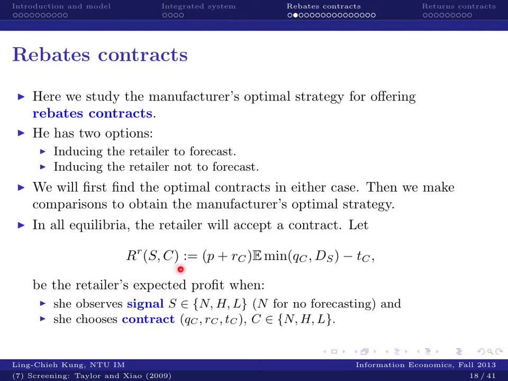Let's define the retailer's expected profit in this way. Here, R_R(S, C) is the retailer's expected profit under the rebate contract if the retailer observes the signal S and chooses contract Q_C, R_C, and T_C. In this case, here we have the expected profit function of the retailer. Given any unit of sold product, the retailer gets P plus R_C, but the retailer needs to pay T_C to the manufacturer. The quantity he can get is Q_C.